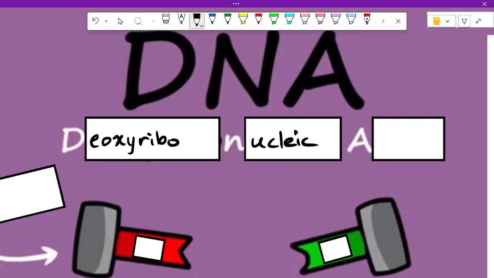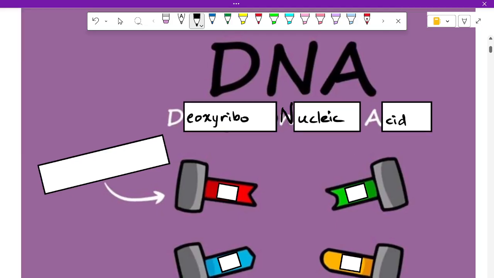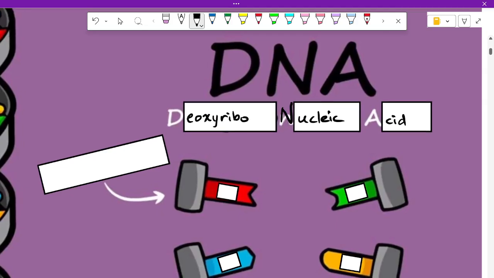Deoxyribonucleic acid. I want to make that a capital N because the D and the N and the A should always be capitalized. What do we call these little monomers, these subunits? What's that? That is a nucleotide.